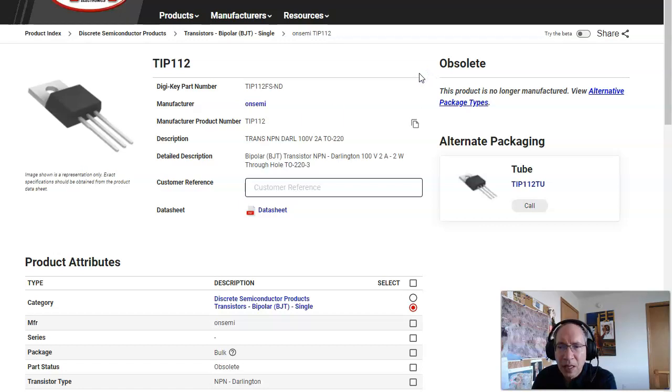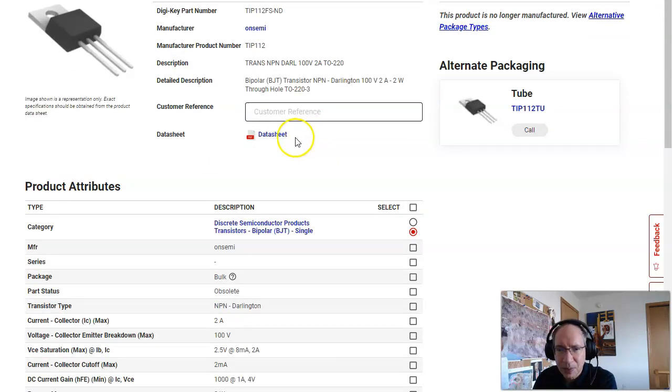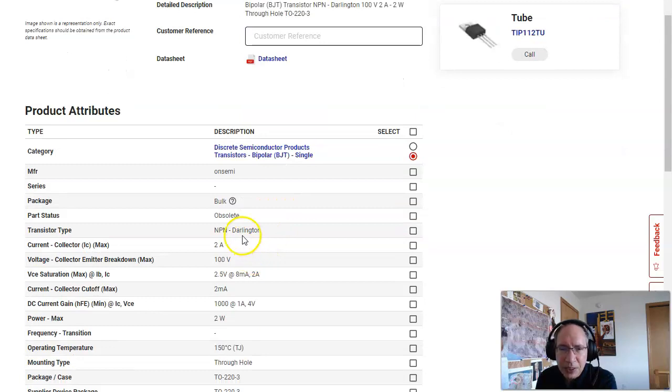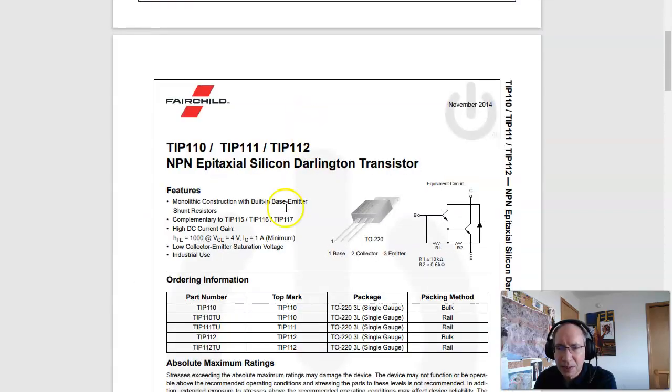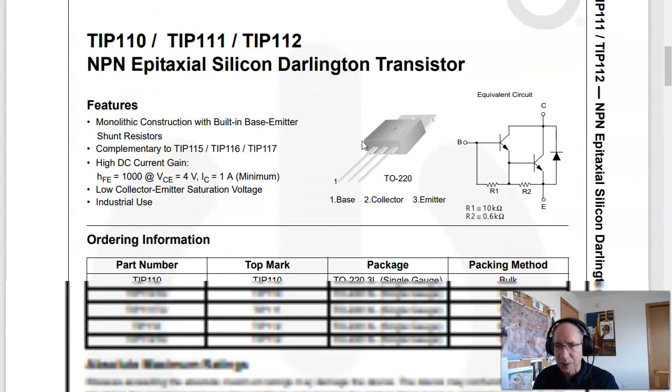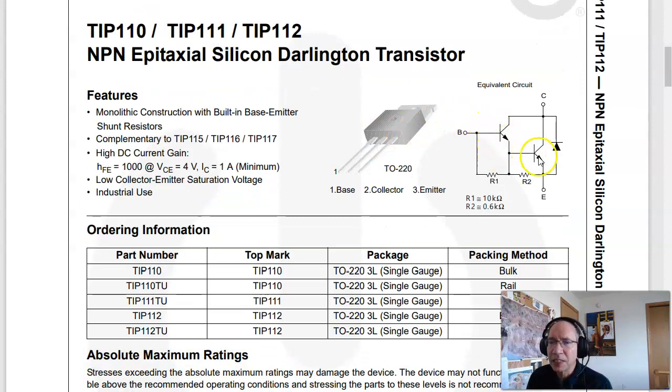The other transistors we use are the TIPs. TIP112 is NPN. TIP117, I think, is the PNP. This one is a little bit different. It's a Darlington pair. What that means, check out the data sheets. Let's see, how do I make this bigger? That worked. This is what's inside. It actually has two transistors.